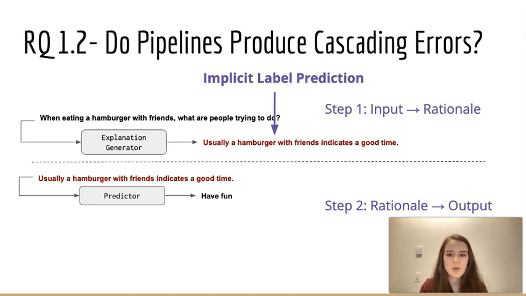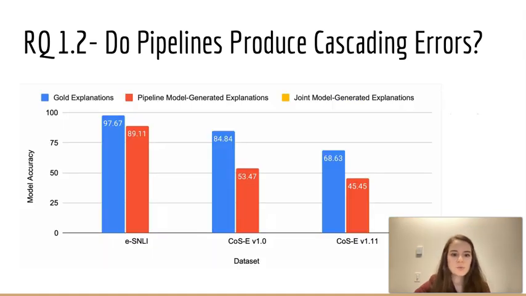In this set of experiments, we ask, can the input to rationale model infer the label well when it's not trained on label signal? To do this, we train and test various versions of our predictor model, feeding different explanations as the input. First, we compare the performance of the pipeline model generated explanations to the gold explanations when fed into the predictor model. We see that they perform significantly worse.